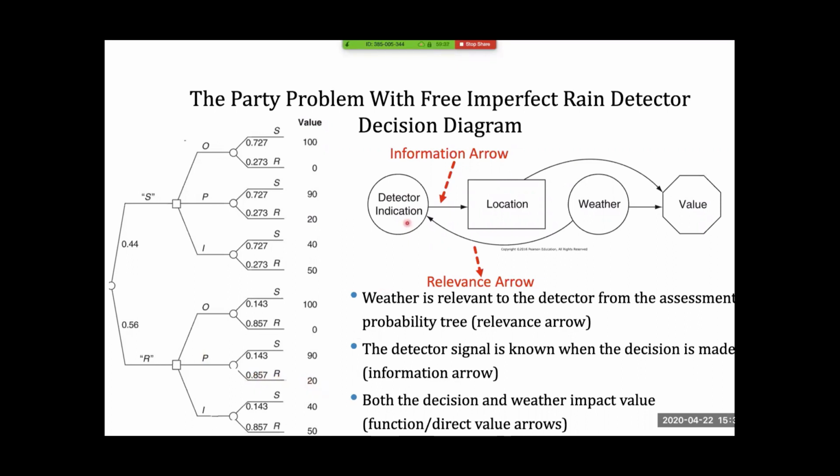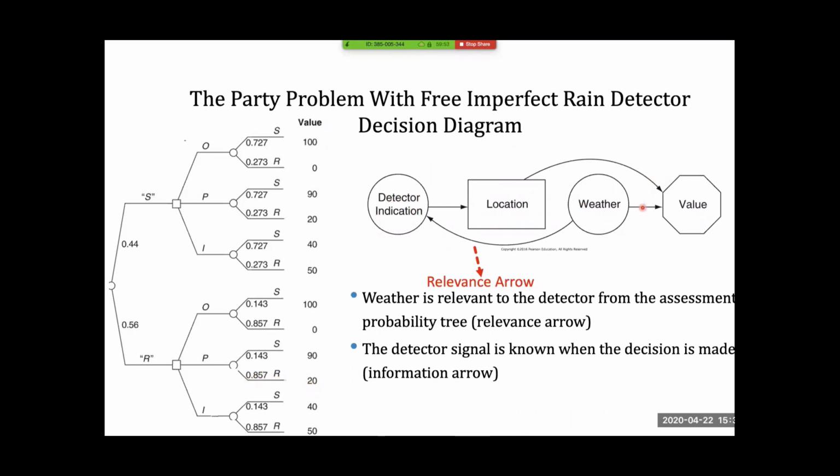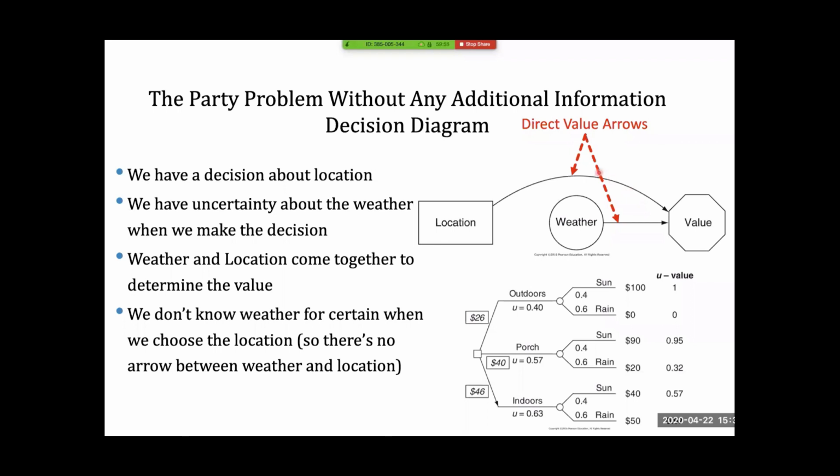That is how we decide we cannot have an arrow from detector indication to value, because the detector's indication doesn't determine the value of the party. The actual weather does. Okay, and these two arrows are just direct value arrows, just like what we have before. These two direct value arrows.